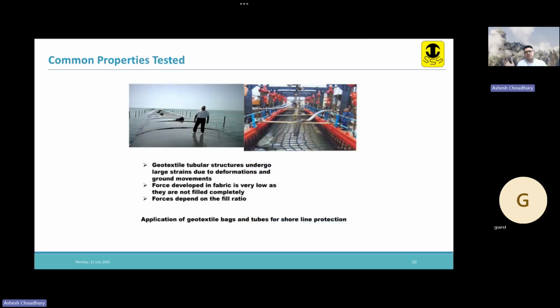So the force generated is not that much, but they undergo a large amount of strain because there is impact of waves. There is a lot of movement. Waves are coming, there is a lot of movement, but the force is not that much. And the forces depend on the fill ratio. This is the application of geobags and geotubes for shoreline protection.